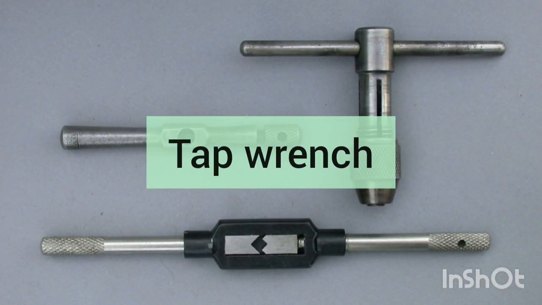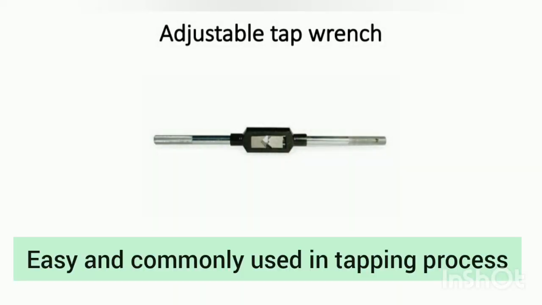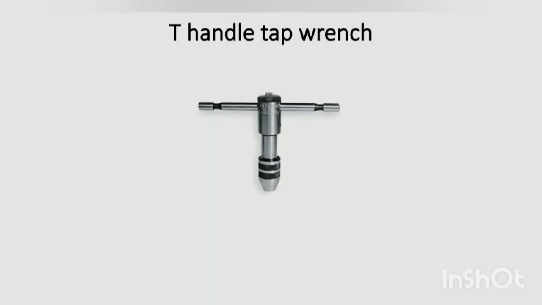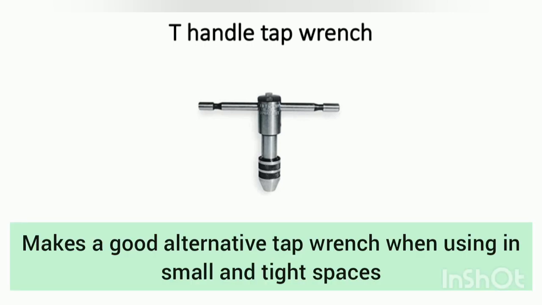Now we will look at the types of tap wrench used in tapping. There are two main types of tap wrench. First is the adjustable tap wrench, which is easy to use and commonly used in the tapping process. Secondly is the T-handle tap wrench. The T-wrench is smaller than the adjustable tap wrench. This makes it a good alternative tap wrench when used in small and tight spaces.